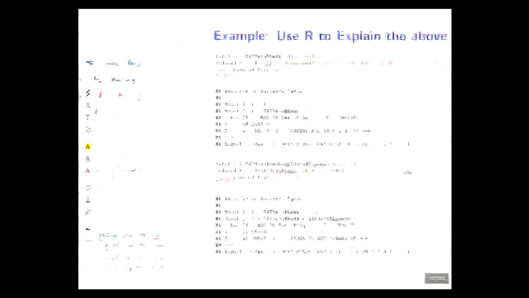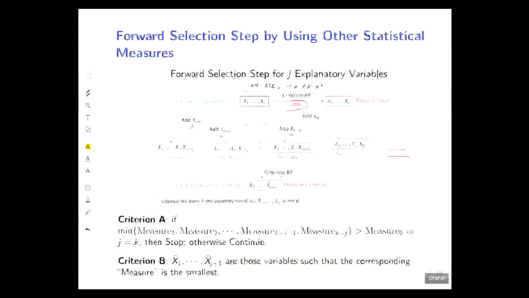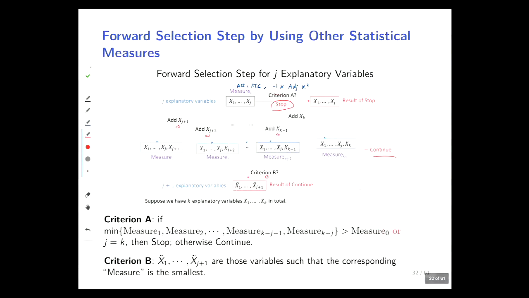So I'm going to use the blue pen. The example 1 is stop. What does stop mean? Stop just means that we stop here and do not add one variable. So in which kind of case do we need to stop?